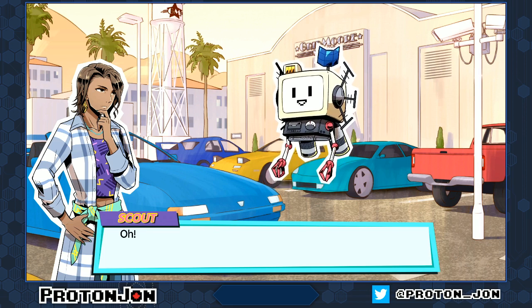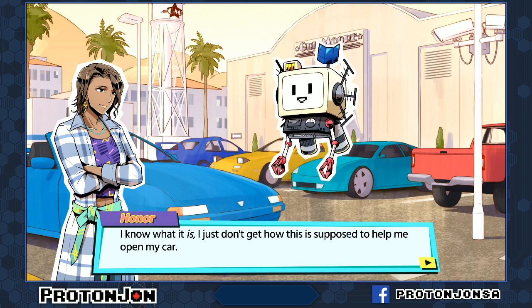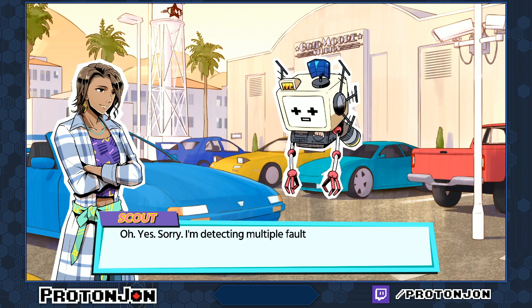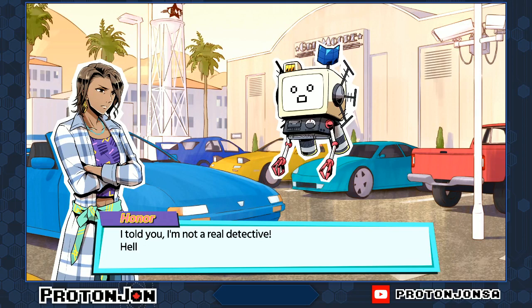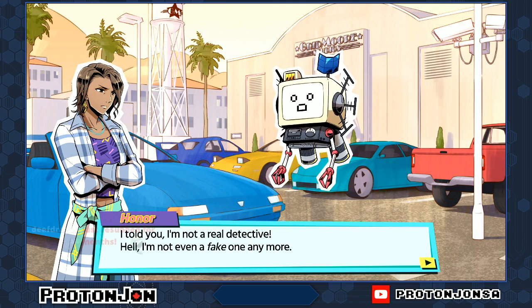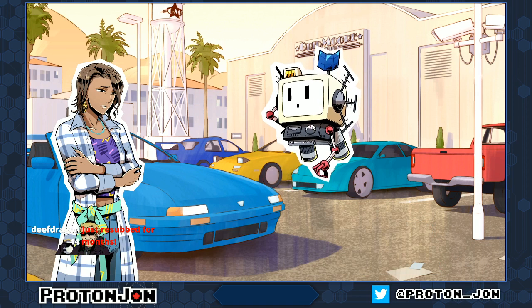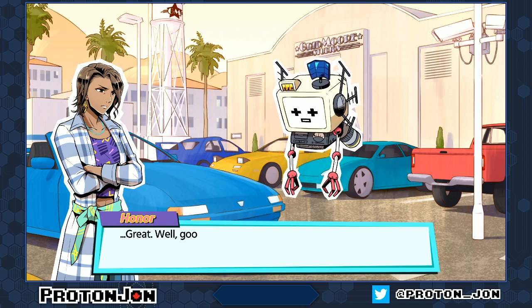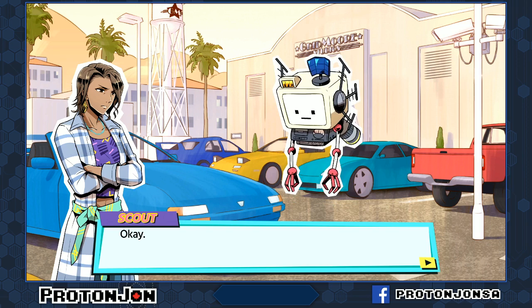That's not my car key, that's a tampon. Oh, tampon, made from resort material. I know what it is. I just don't know how this got... I just don't get how this is supposed to help me open my car. Oh, yeah, sorry. I'm detecting multiple faults in my object recognition systems, and I really have to be going. Wait, I still need your help! I told you, I'm not a real detective. Heck, I'm not even a fake one anymore. What could you possibly want me to help you with? I don't remember. Great. Well, good luck with that. Now get lost, will ya? This isn't funny anymore. Okay.